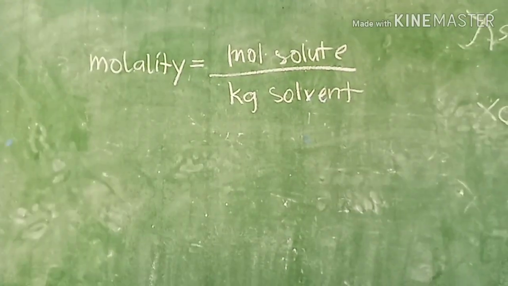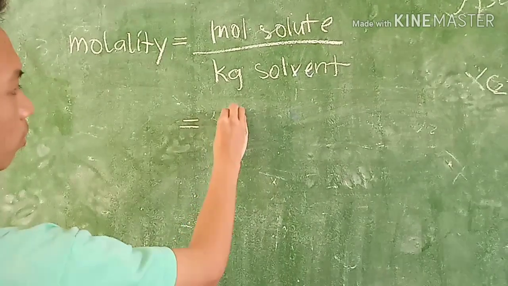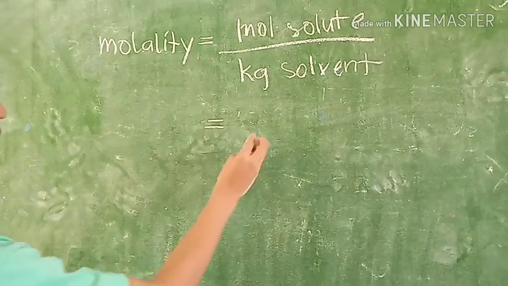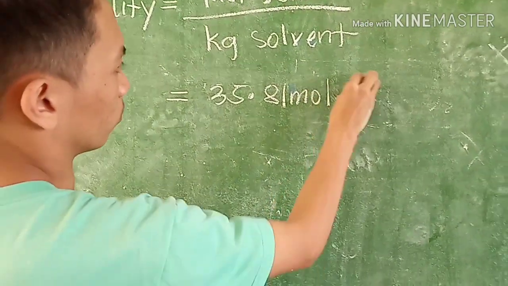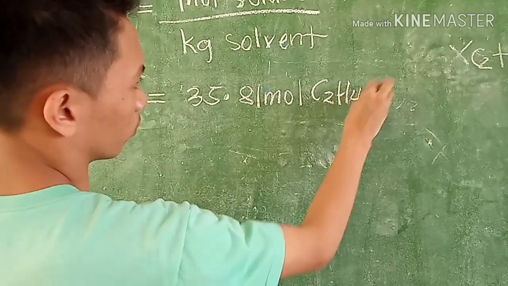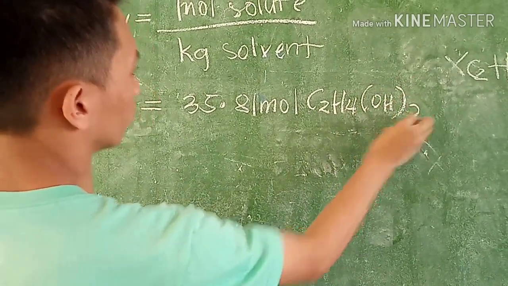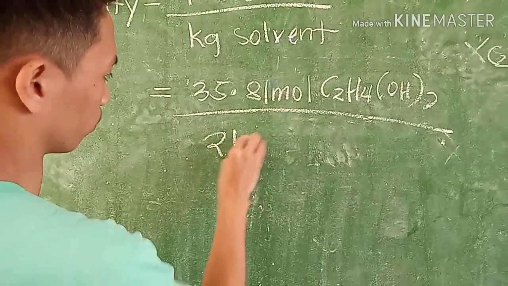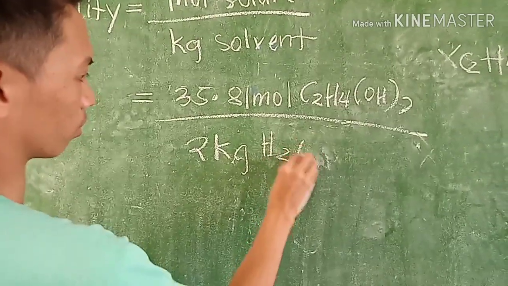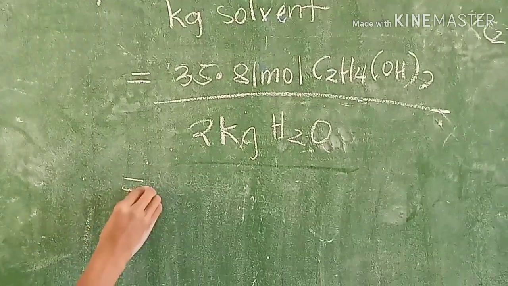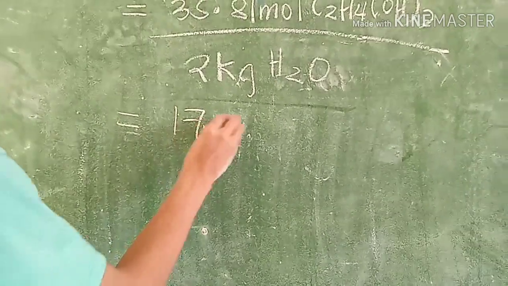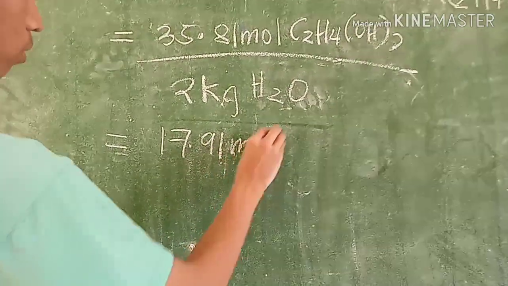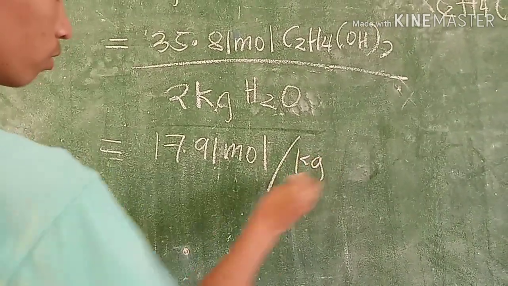Since we have already found the kilograms of solvent of H2O, which is 2, we can now finally calculate the molality per its definition. So the moles of solute, which is 35.81 moles of ethylene glycol, over the kilograms of solvent, which is 2 kilograms of H2O. Let's divide it, and we came up with a result of 17.91 moles per kilogram of ethylene glycol, or 17.91 molal.